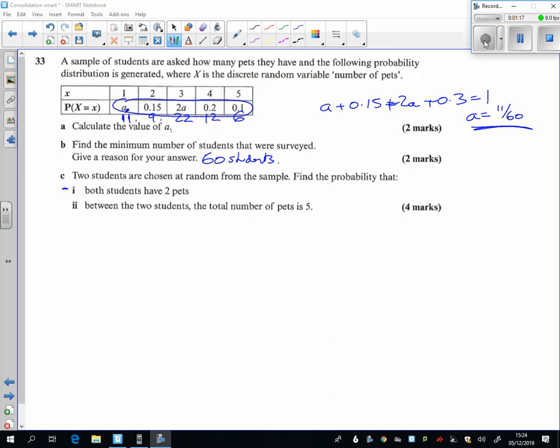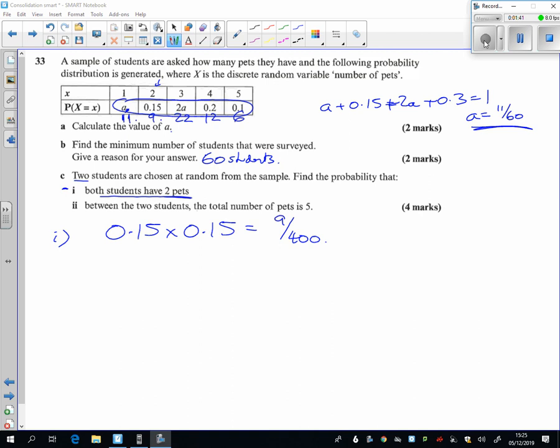Now, this is where I disagree. 2 people are chosen at random. Find the probability that both students have 2 pets. 2 pets is here. And what the answers have done, they've said the first student's 0.15 and the second student's 0.15, times 0.15, and you get 9 over 400.